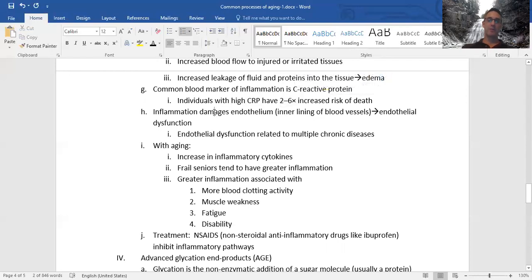In addition, inflammation damages something called the endothelium. So all of your blood vessels are lined on the inside by a thin tissue, and we call that the endothelium. So it's the inner lining of blood vessels, and that can lead to something called endothelial dysfunction, which we will actually talk about as a separate common process of aging.